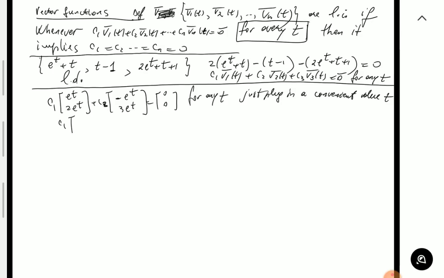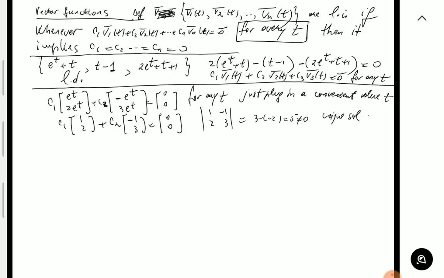So for example, if I plug in 0 for t, that leads to this 2x2 system, and since I have a 2x2 matrix there, I can easily check the determinant and see that it's not equal to 0. So therefore, it'll have a unique solution, which is the 0 solution. So therefore, these are linearly independent.